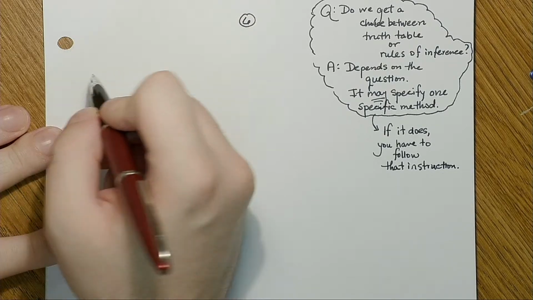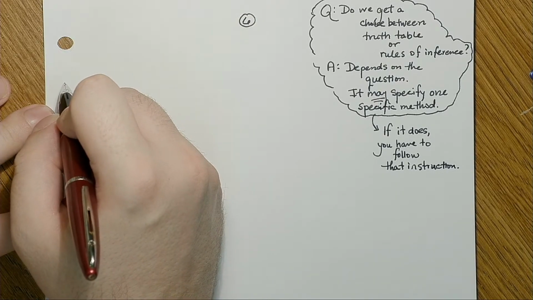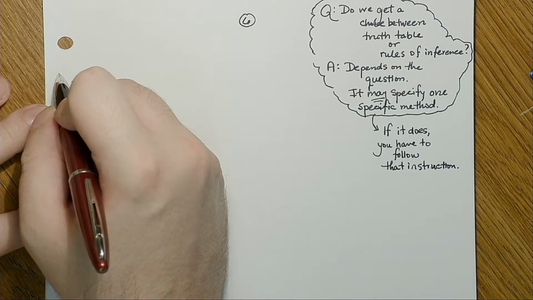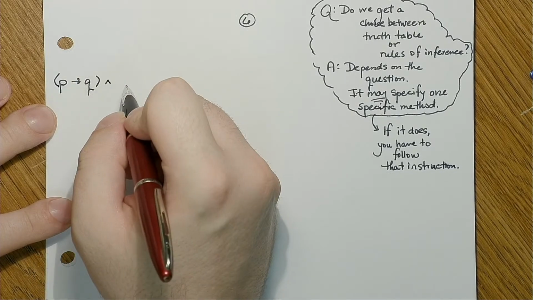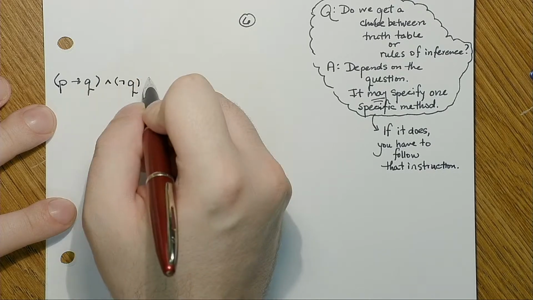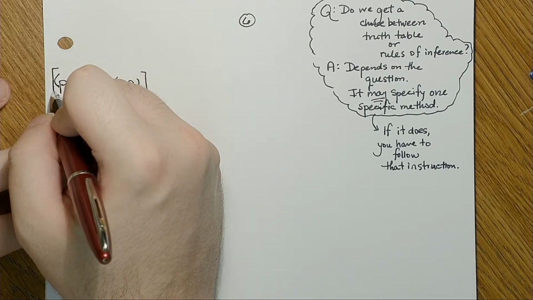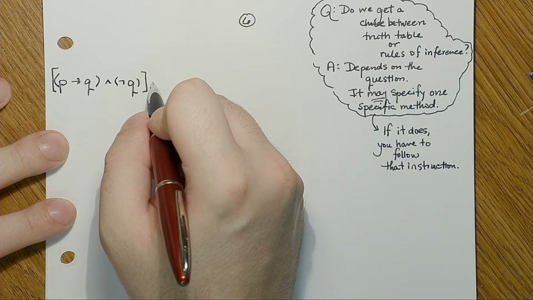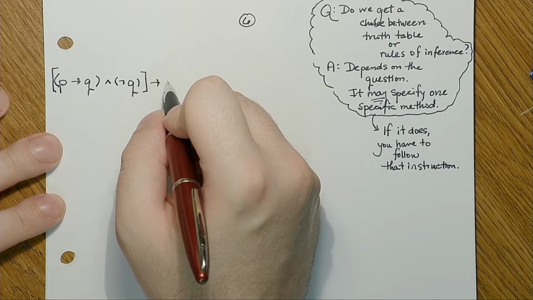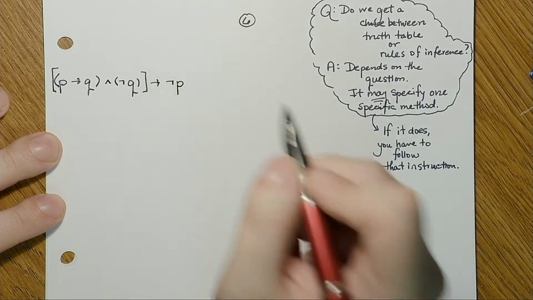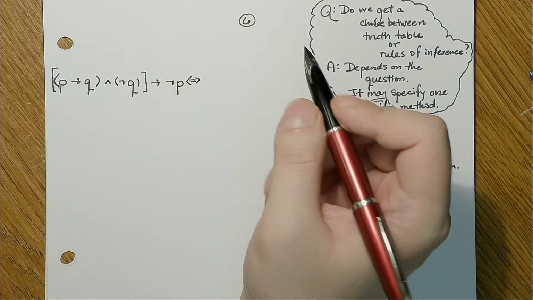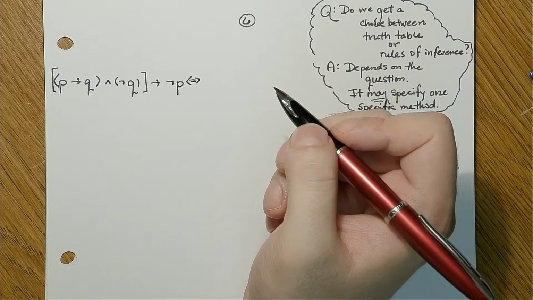So, rules of inference. Modus tollens, right? So on the left-hand side, we started out with the implication P implies Q. That's the first major premise. And the second premise is not Q. And then we're going to imply the conclusion, which is not P.